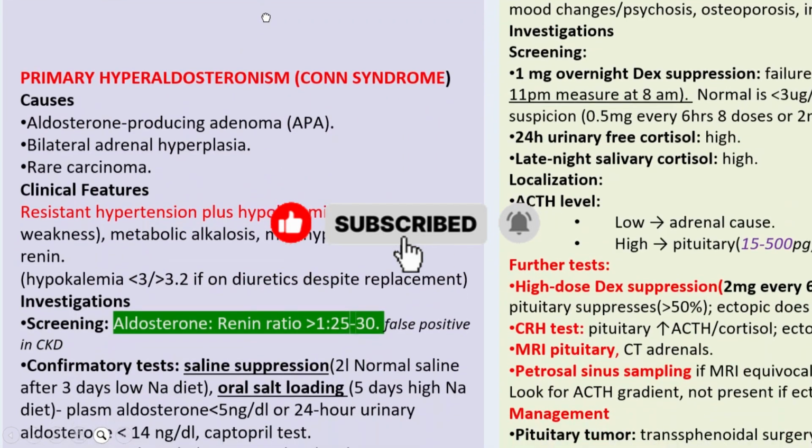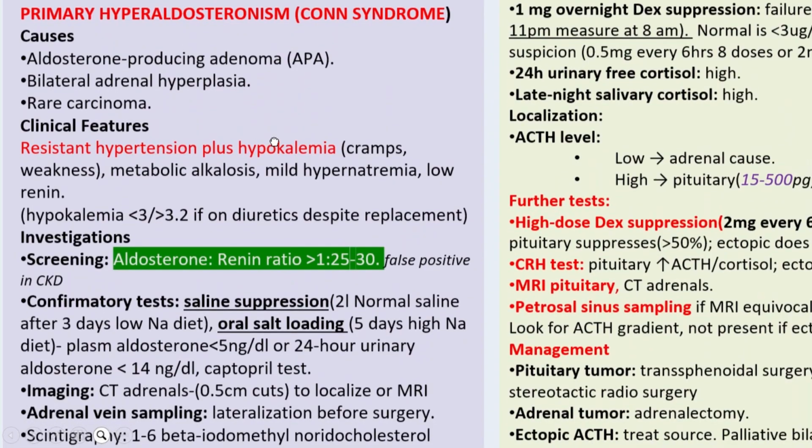As we have seen, the aldosterone is produced by the zona glomerulosa. So we have the major causes of primary hyperaldosteronism, what we call Conn syndrome. And these are going to include an aldosterone producing adenoma. This is a benign tumor of the adrenal gland that is producing the aldosterone. Then we have bilateral adrenal hyperplasia, which is basically when we have an increased size of these glands. Then we have sometimes, rarely, a carcinoma or cancer of the adrenal gland.